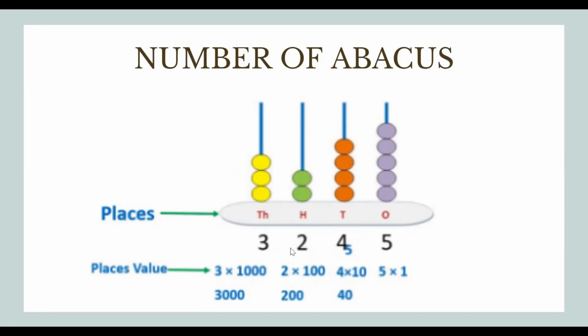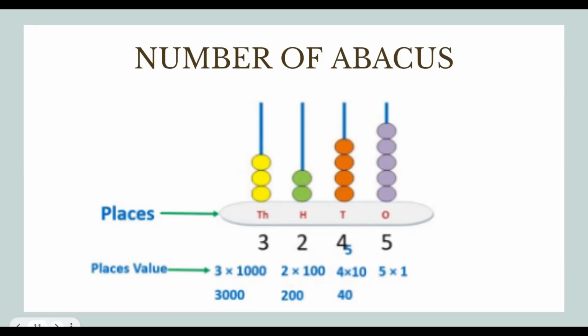Similarly, in 245, 2 is at the hundreds place. So first of all, we will write 2 into how many zeros after that? 2 zeros. Then we will write 4 and see how many numbers are left. That many zeros we will put after it. In 45, 4 into 10. 5 has no more zero and it is at the ones place, so it is multiplied by 1. So 3 multiplied by 1000.